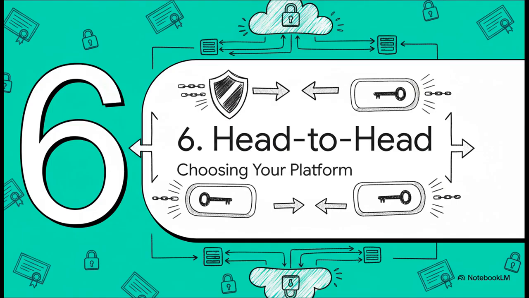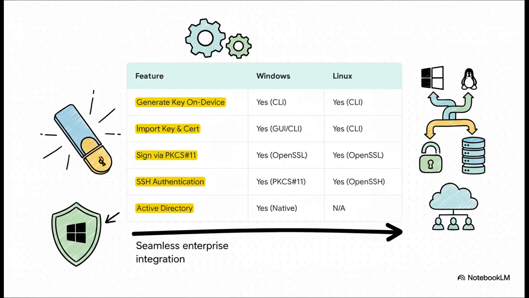Okay, let's wrap this up by putting it all together. We'll do a quick head-to-head comparison to help you decide which platform is the right fit for your YubiKey-secured CA. Looking at this table, you can see that for the core crypto functions, both platforms are incredibly capable. You can generate keys on device, you can import them, and you can use standard interfaces like PKCS11 on both. For most things, they're neck and neck. But the real decider is that very last row, Active Directory integration. If your CA has to live and breathe in a Windows enterprise and support things like automatic certificate enrollment for users and computers, the seamless integration from the native minidriver on Windows is a massive advantage.